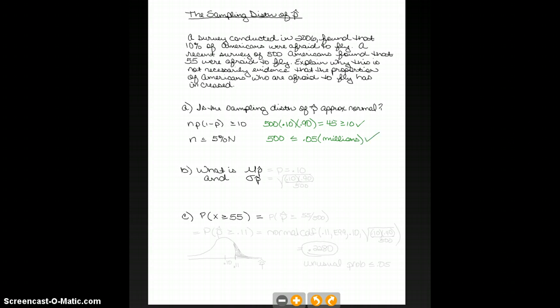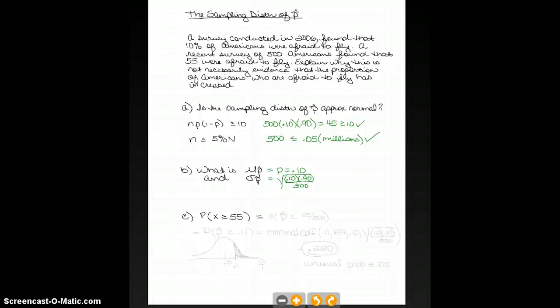Now let's compute the mean of p hat, which is p, which in this case is 0.10. The standard deviation of p hat is the square root of p times 1 minus p over n. And I'm going to just leave it like that. I don't want to calculate it and approximate a value. It's much easier to leave it like that, and we're going to put it in our calculator that way.